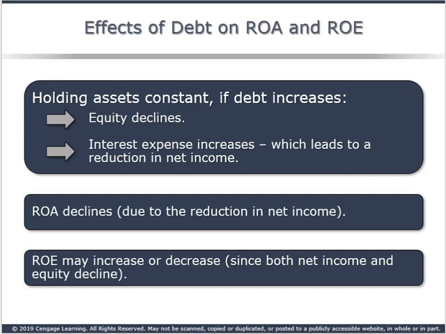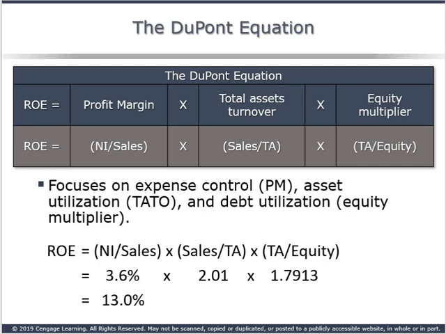So let's actually look at that through the DuPont equation. The DuPont equation takes our profit margin, it multiplies it by total asset turnover. Well, if you remember, profit margin is net income divided by sales, which we see in the next line there, and total asset turnover is sales divided by total assets. Well, if you take net income and divide by total assets, that is your return on assets. Then we have our equity multiplier. And we see our equity multiplier is taking our total assets and dividing it by our equity.